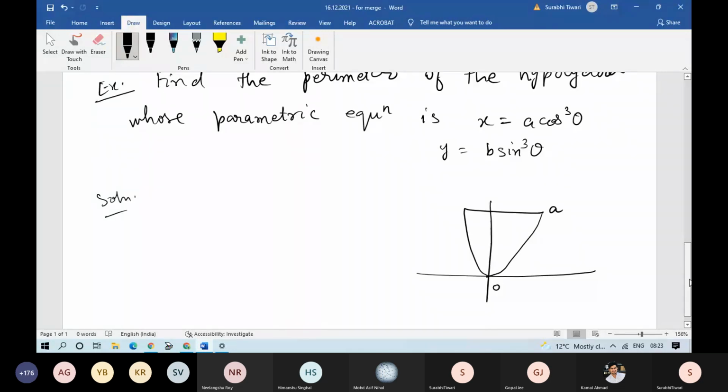x is given to be a cos cube theta, so you can find out dx by d theta from here. This is minus 3a cos square theta sin theta.